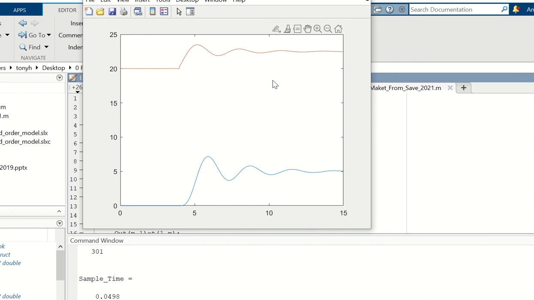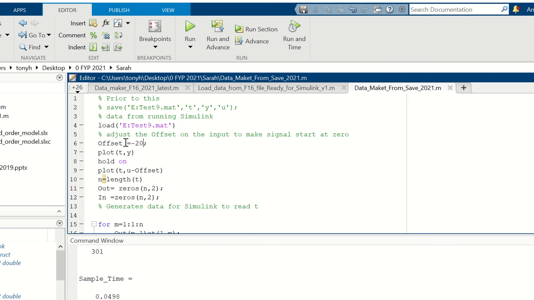Now, in order to get a linearized model, we have to move the 20 down to 0. So we've got to pull this signal down by subtracting 20 from it, and this is called an offset. When you run the thing for the first time, you can look at the data, work out what this offset is, and then put that number into the program. In this case, I'd put the offset as 20 just to show you, but we could then put the offset as 0.